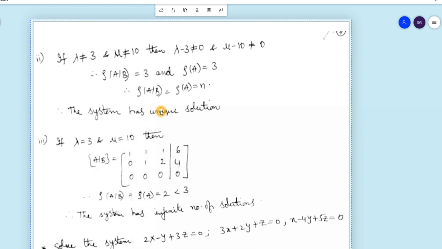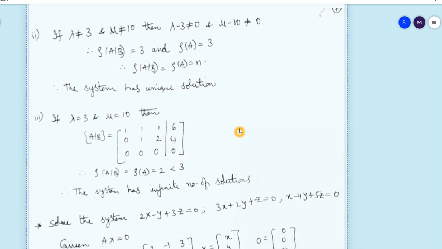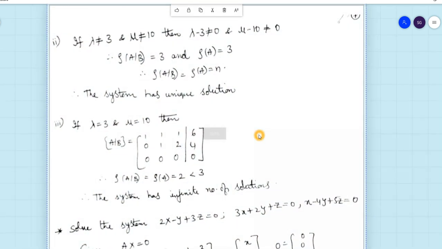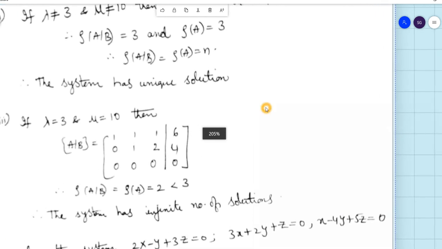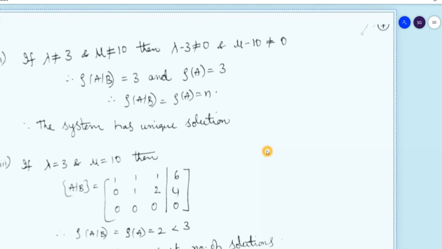If the system has a unique solution, then the rank of [A|B] is equal to the rank of A. Then lambda should not be equal to 3 and lambda should not be equal to 10. Then mu should not be equal to 10. If lambda is not equal to 3, then the rank of [A|B] is equal to 3. And if mu is not equal to 10, then the rank of A is equal to 3. Those two are equal. Therefore, the system is consistent.